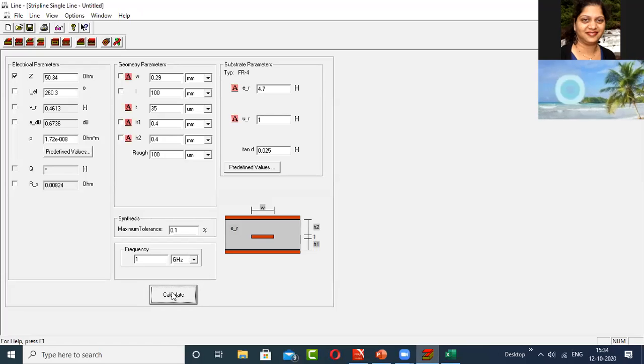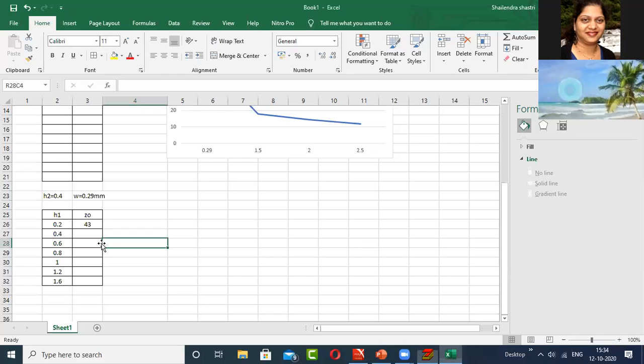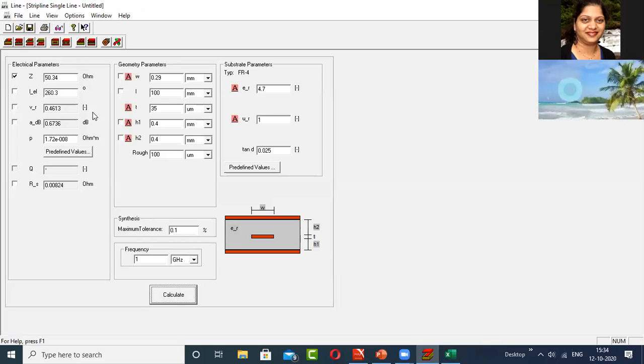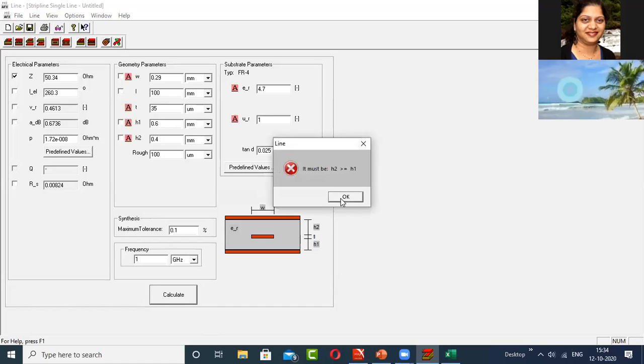At 0.4, you should get 50 ohm. Okay. So that we have got. Here it is 50 ohm. Now, if suppose H1 is 0.6 mm, then what happens?